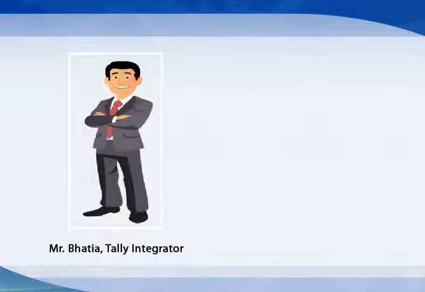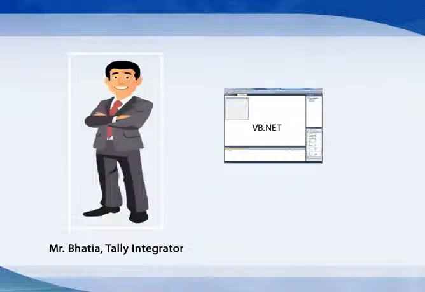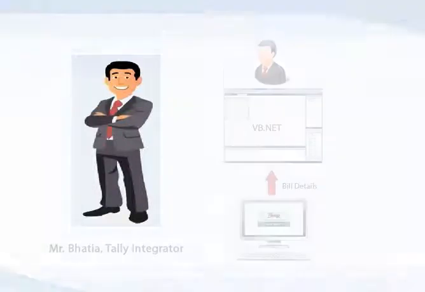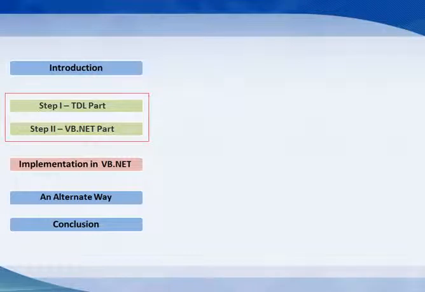I have designed an application using VB.NET for one of my clients. The client requires an option to view the bill information available in Tally ERP 9. Hence, the party bill details need to be extracted from Tally into the application. This requirement can be met using a simple two-step process.